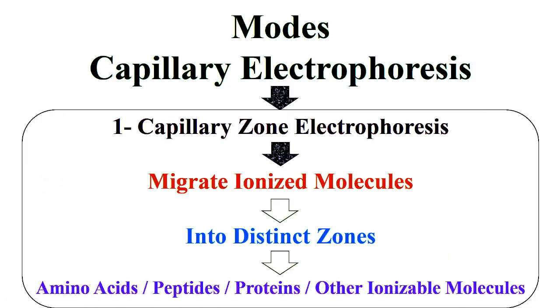Capillary Zone Electrophoresis. Migrate ionized molecules into distinct zones to analyze amino acids, peptides, proteins, and other ionizable molecules, as mentioned in the next slide.